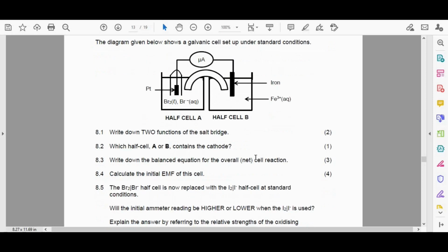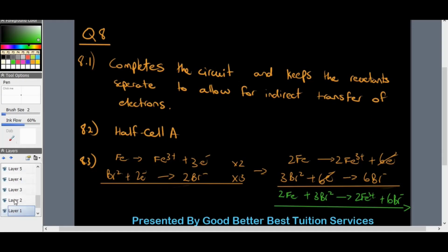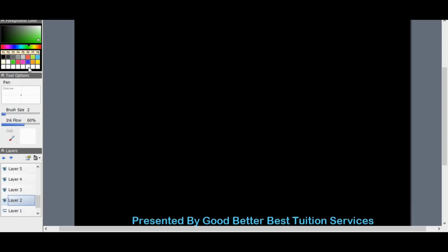8.4, simple one. Calculate the initial EMF of the cell. Okay. So I'm going to go back to my orange color. In 8.4, so we write down the formula. The EMF of the cell is equal to the EMF at the cathode minus EMF at the anode. All right, so we know that at the cathode, that was positive 1,07 for the substance Br. All right, and we're going to minus.